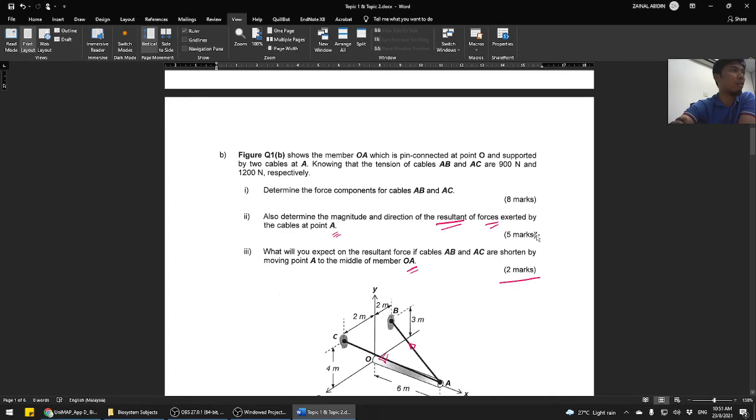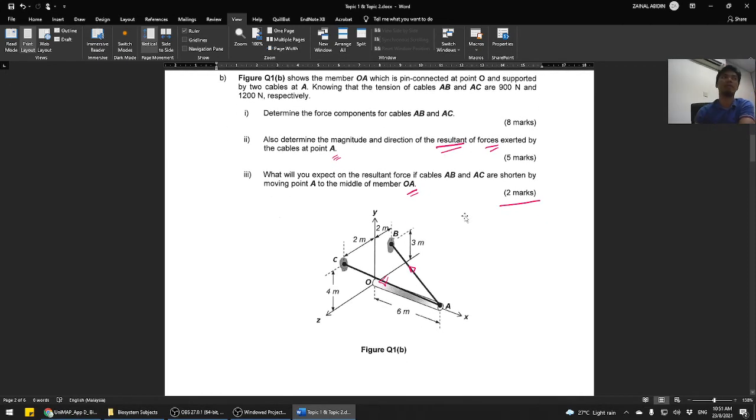Let me solve the first question. The first one. If the question didn't ask you to sketch the free body diagram, you will still need to. First of all, you need to sketch a free body diagram first to solve this particular question. Okay, any static problem which involves a free body diagram, please draw it properly. Okay, if you draw it properly, it will help you to solve the question in the proper way.